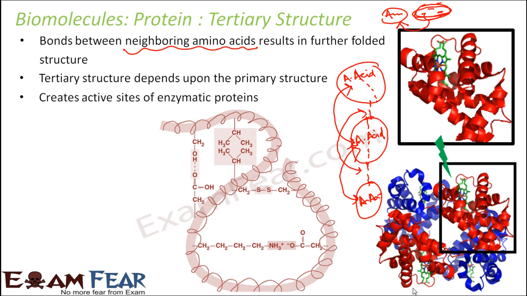It creates active sites for enzymatic proteins. Now there are many proteins which act as enzymes. These enzymes have specific sites where the reactants can join them. We'll learn about active sites when we talk about enzymes. So for now just understand that it is the tertiary structure which will create those active sites for enzymes. When we talk about enzymes and their active sites, we will discuss this part in detail.